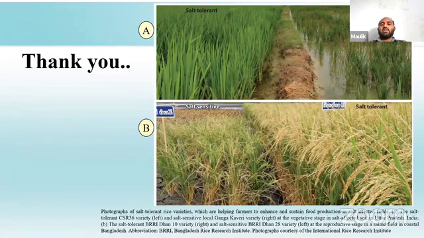See, these are the salt tolerant variety and the salt susceptible variety. The genes are the same in both varieties, but this variety is developed by introducing some salinity tolerant genes. This is the normal variety, and this is also salt tolerant, and this is the salt susceptible variety.